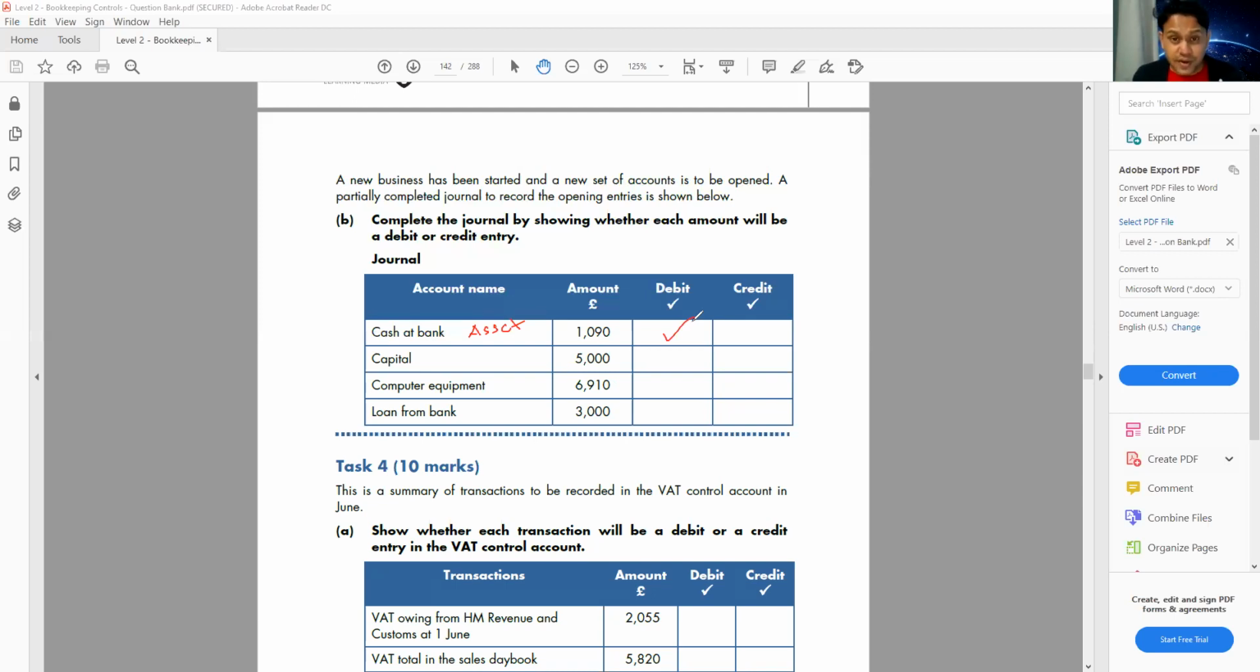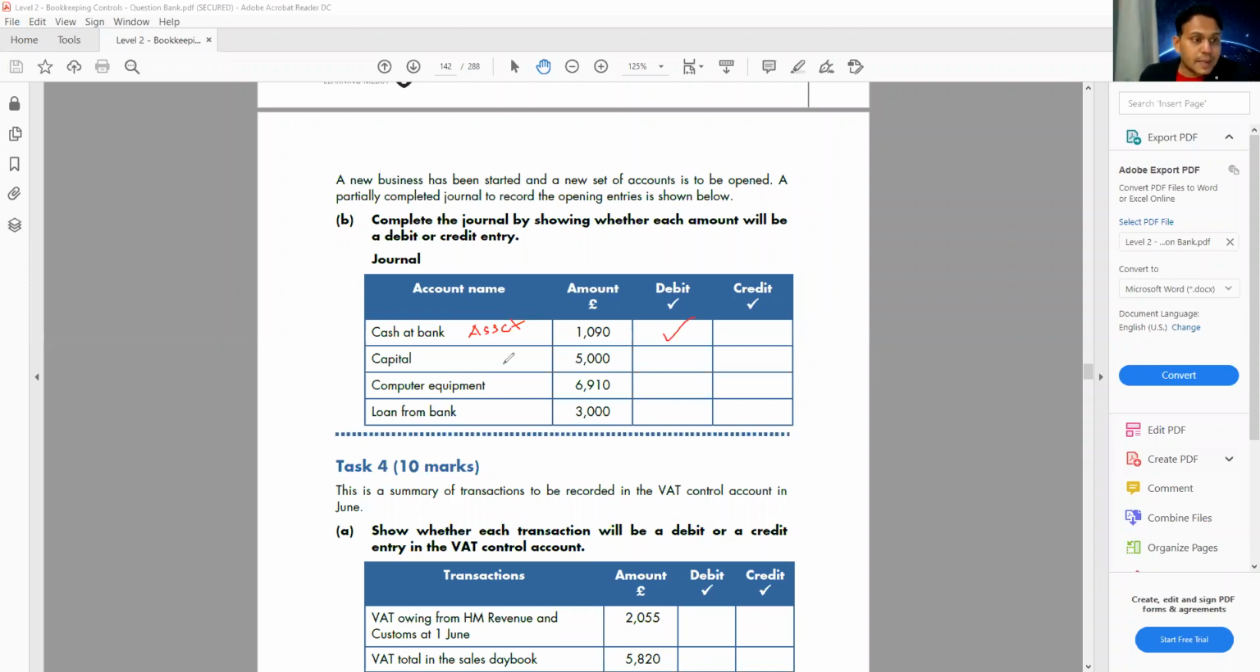So your software is very, very clever. As soon as you enter the journal, debit and credit, the software will do the ledger accounts, prepare the trial balance for you, and prepare the financial statements for you. So all you need to do is enter the journal, that is debit and credit, and the rest of the job will be done automatically. So that's why debit and credit is really, really important.